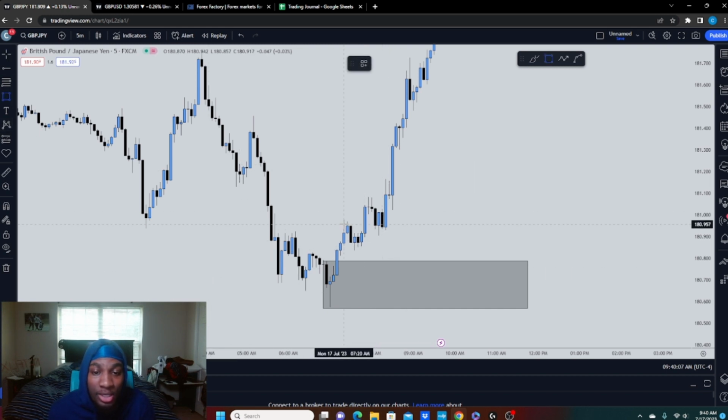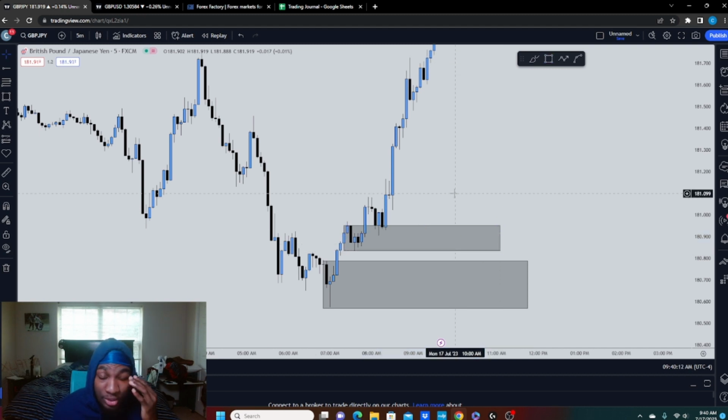So that second demand was right here. And this is GJ's. The news was for GU, and it wasn't anything crazy like CPI or anything, so I didn't expect it to do anything too dramatic. So that's why I was willing to take this trade.